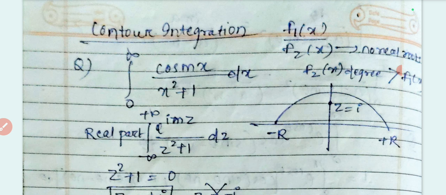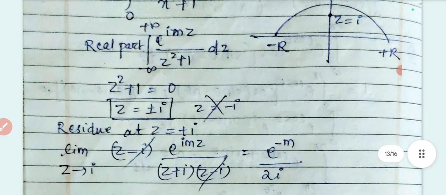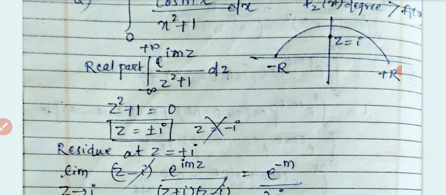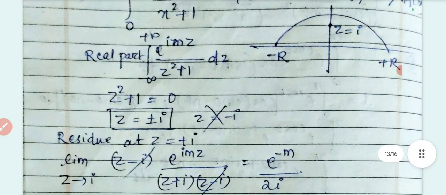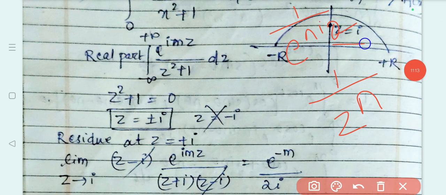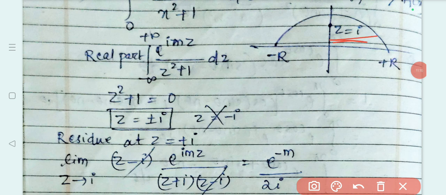Put z in place of x, e to the power i mz over z square plus 1 dz from minus infinity to plus infinity. Find the poles of z square plus 1, that will be plus minus i. We have to calculate the residue of those poles which are in the upper half of the semicircle or on the real axis, minus r to plus r. So minus i will be in the lower half. We have to calculate the residue for z equal to plus i.